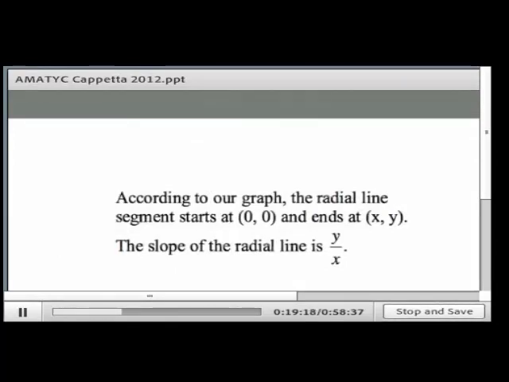Well, according to our graph, the radial line segment starts at (0, 0) and ends at some point (x, y). So if that's the case, we can define the slope of the radial line, or the slope of the radius, to be y over x.